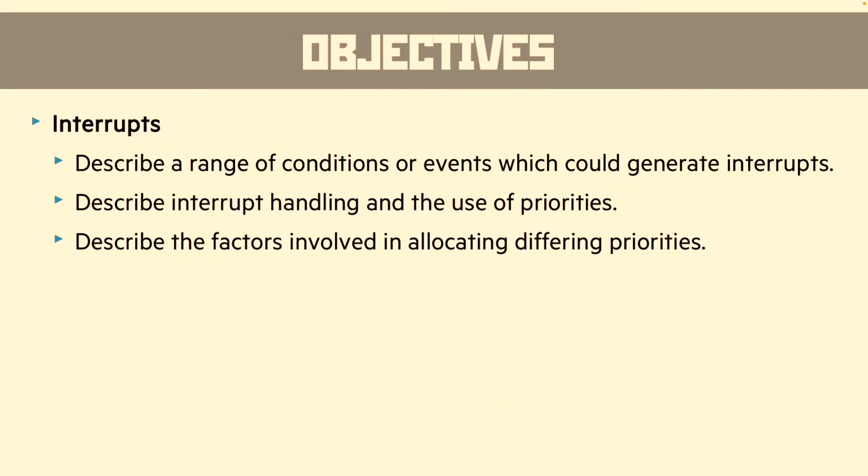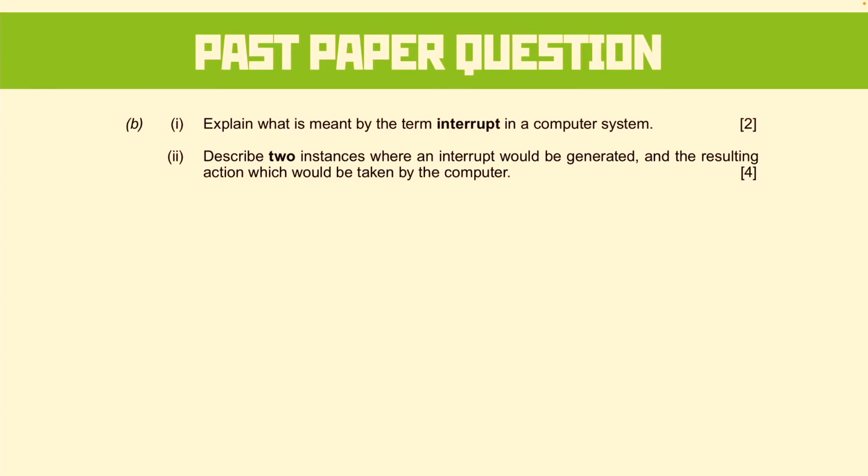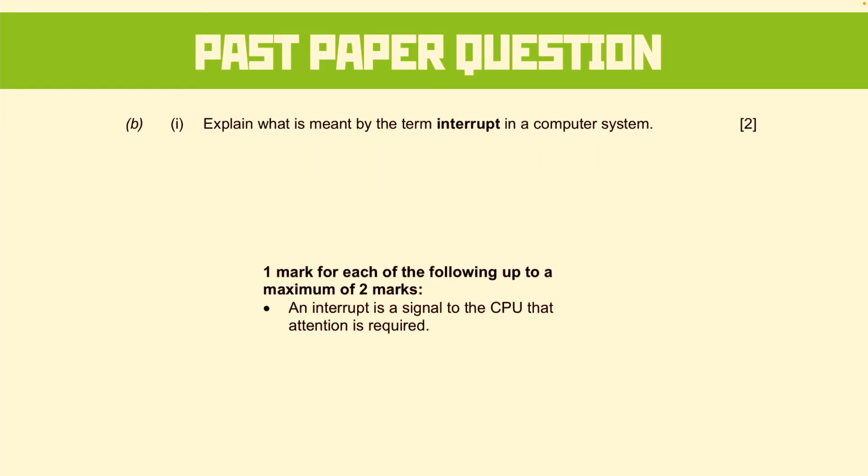Now we need to talk about interrupts, the conditions, what they are, and how they work. Again, the best way to do this is by looking at the past paper questions, because they do love to repeat themselves. An interrupt in a computer system, well, what is it? It's a signal sent to the CPU that attention's required somewhere else.